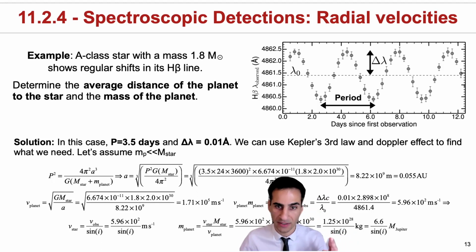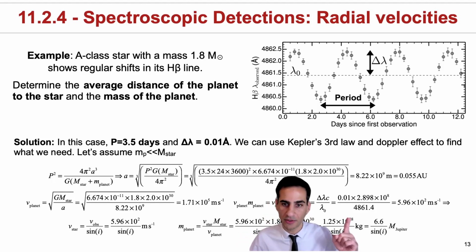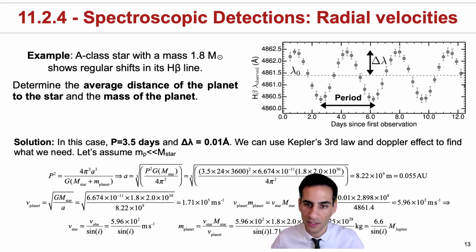And this is divided by sine i, again, due to our uncertainty or our ignorance to do with inclination, at least for now. And we can also convert this to the mass of Jupiter. If we divide this by the mass of Jupiter in kilograms, this will give us 6.6 over sine i times the mass of Jupiter. We could therefore conclude that we're looking at a planet that's even more massive, almost 7 times more massive than Jupiter.